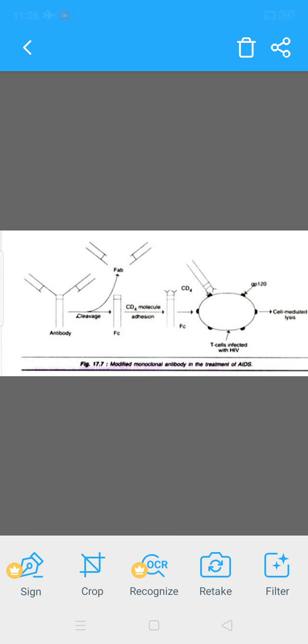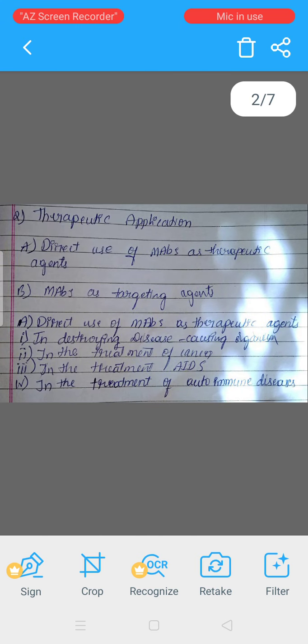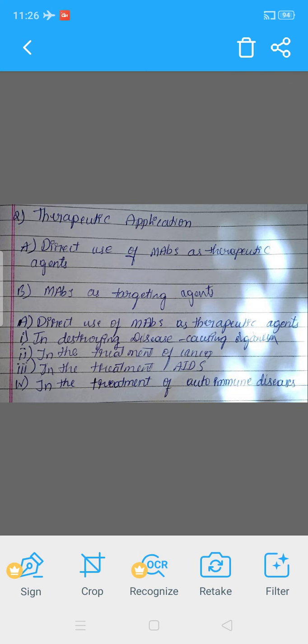In the treatment of autoimmune diseases, autoimmune diseases like rheumatoid arthritis and multiple sclerosis are of great concern. Some success has been reported in clinical trials in rheumatoid arthritis patients by using monoclonal antibodies directed against T lymphocytes and B lymphocytes.